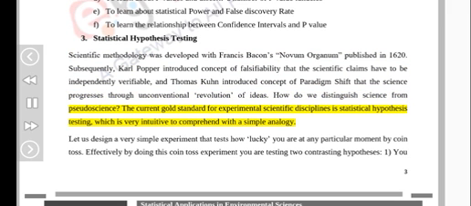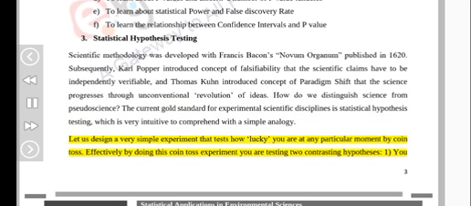The current gold standard for experimental scientific disciplines is statistical hypothesis testing, which is very intuitive to comprehend with a simple analogy. Let us design a very simple experiment that tests how lucky you are at any particular moment by a coin toss. Effectively, by doing this coin toss experiment, you are testing two contrasting hypotheses.